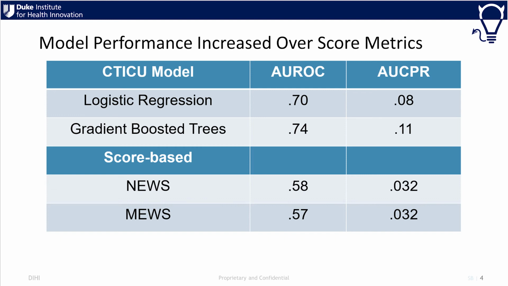Preliminary models have outperformed traditional score-based metrics, for example, NEWS and MUSE, which are early warning systems or scores. The model is based on two types of machine learning architecture, logistic regression and gradient boosted trees. Both had AUCs around 0.7 and 0.74, and then AUC-PR is around 0.1, again beating NEWS and MUSE scores. We're currently evaluating the performance of other models based on different machine learning architectures.